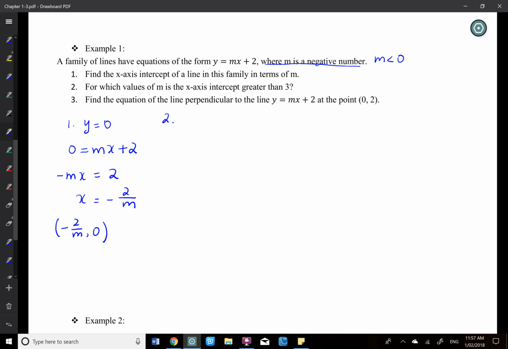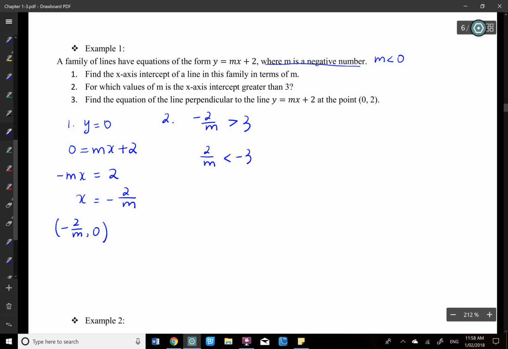Minus 2 over m is our x-intercept. I want that to be greater than 3, so I want to solve for m. First of all, let's get rid of the negative. I really don't want the negative there. So when I times the negative, the sign will swap. That's what we will have.